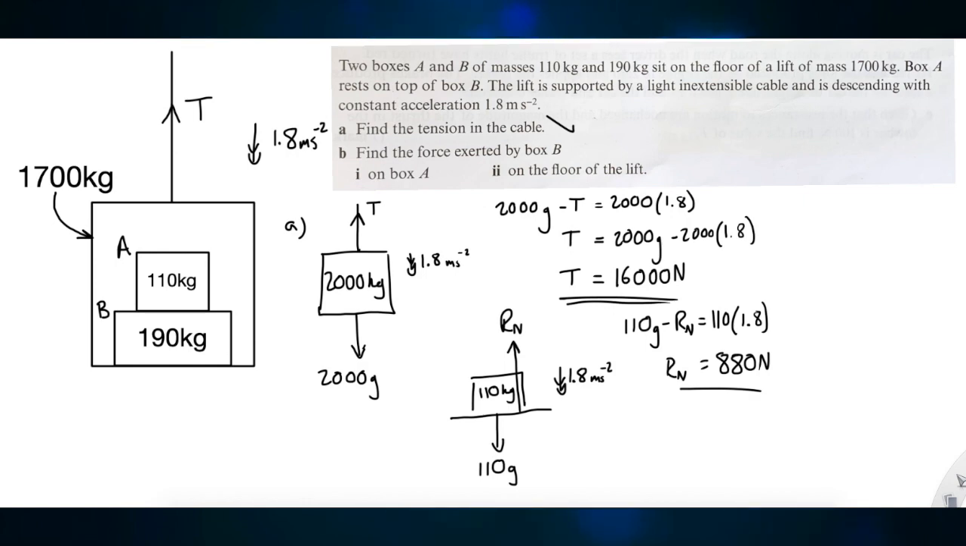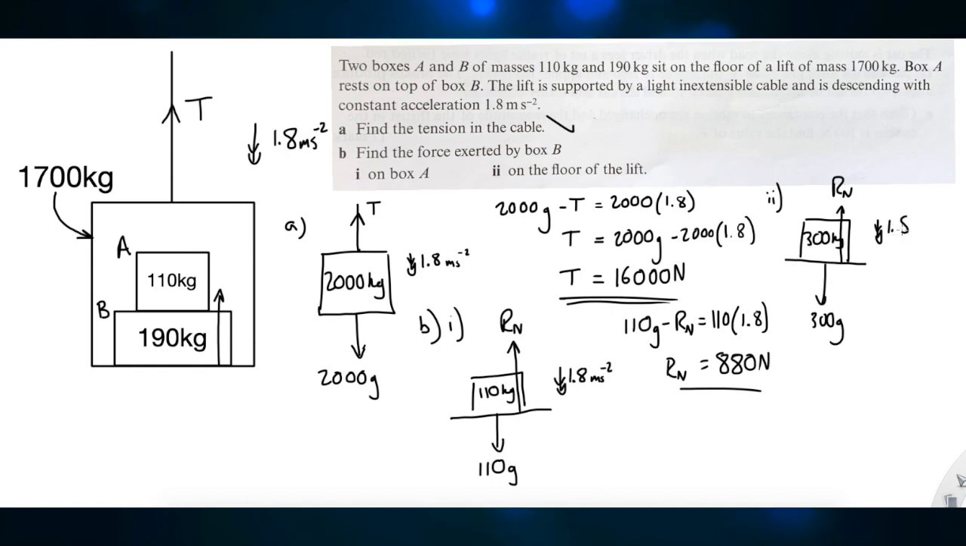Okay, so the reaction from the floor of the lift, so here, this one. If this is the floor of the lift, then I combine the two masses above it. Okay, so the two masses above add together to make 300. So downwards I have 300 G. The reaction normal is this way, Rn, and again I'm accelerating this way at 1.8.